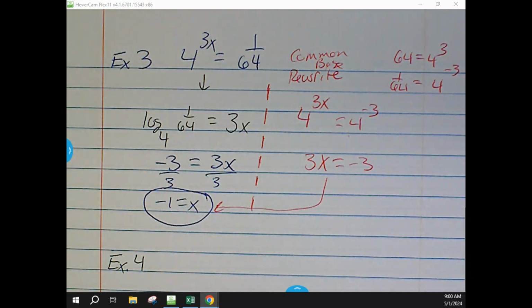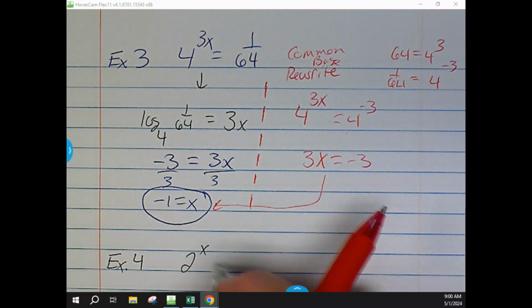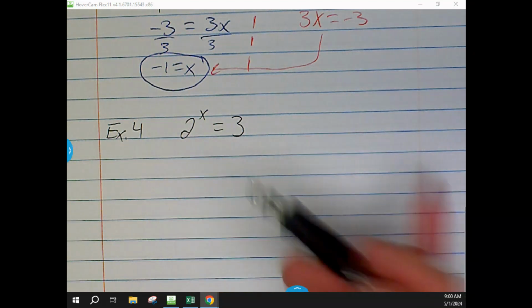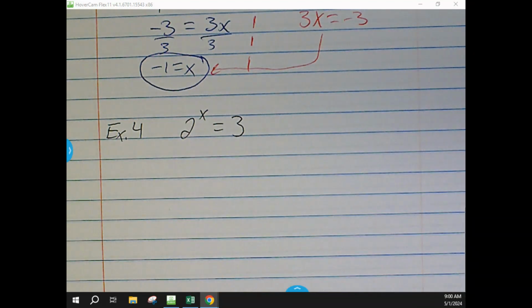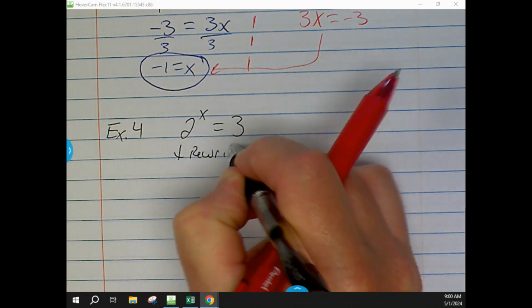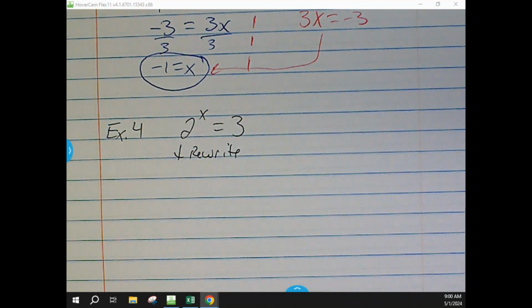Okay, so example 4, this is one where they would not ask you to rewrite it with a common base because there's no way you can rewrite this one base 3, so it's got a base 2. This one would have to be where you'd have to rewrite it in log form. So that one you can't rewrite with a common base. Correct. Yep.